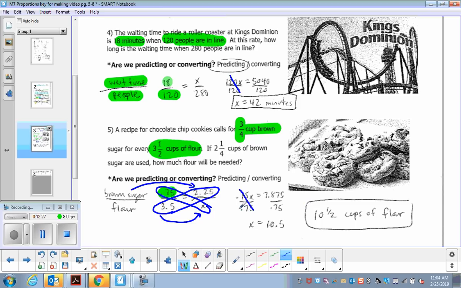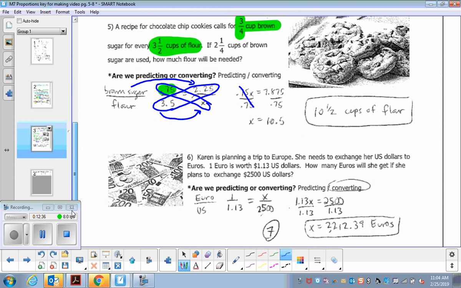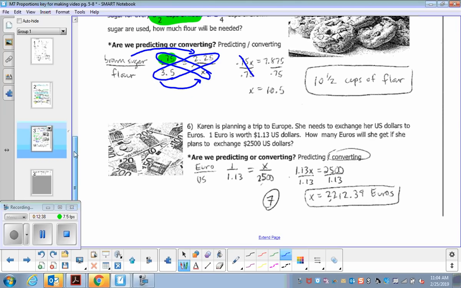And we can now safely say that 2 1/4 cups of brown sugar would need 10.5 cups of flour for the recipe. All right. One final problem here on page 7 before we have another couple on page 8. So this is an example of how to convert from one unit of measurement to another with money. Karen is planning a trip to Europe, and she needs to exchange her US dollars to euros.